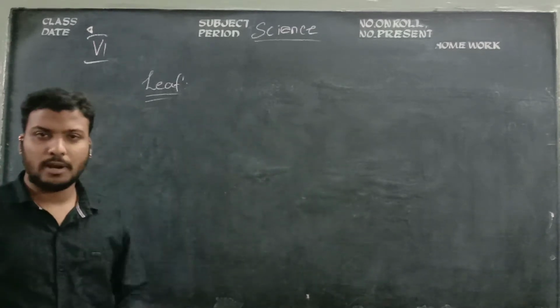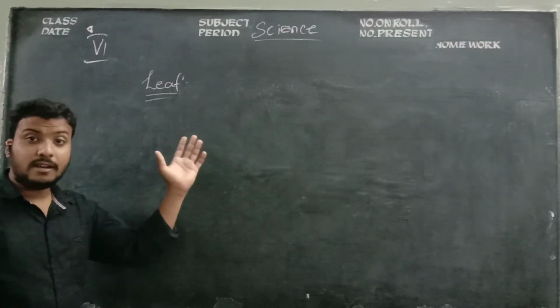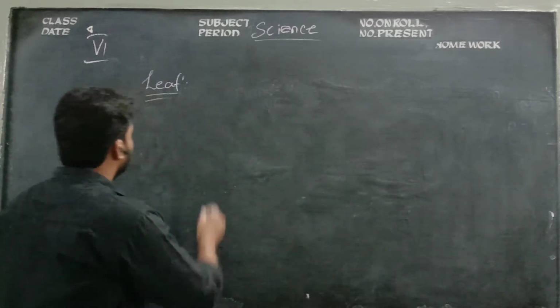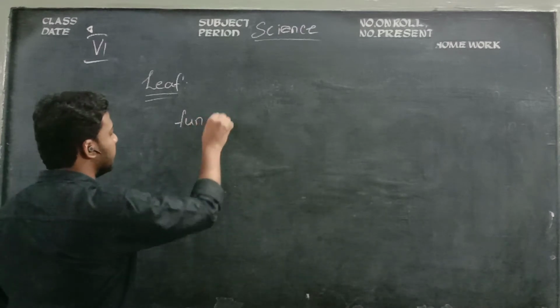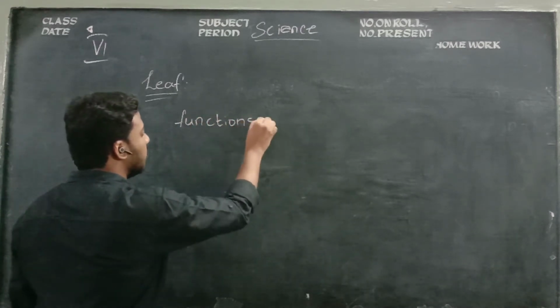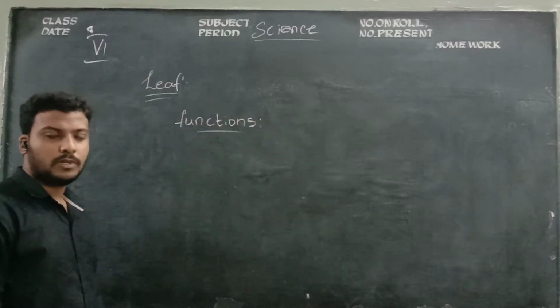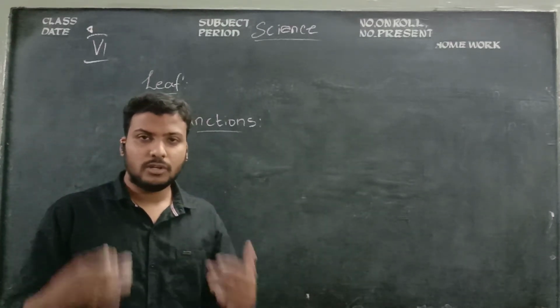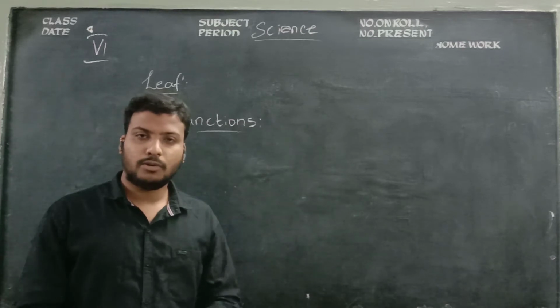It is one of the important parts of a plant and it has some functions. We will see the functions first of all. So, functions of a leaf, children. What are functions? See, we have eyes. What is the function of the eyes? To see, to watch or to look.